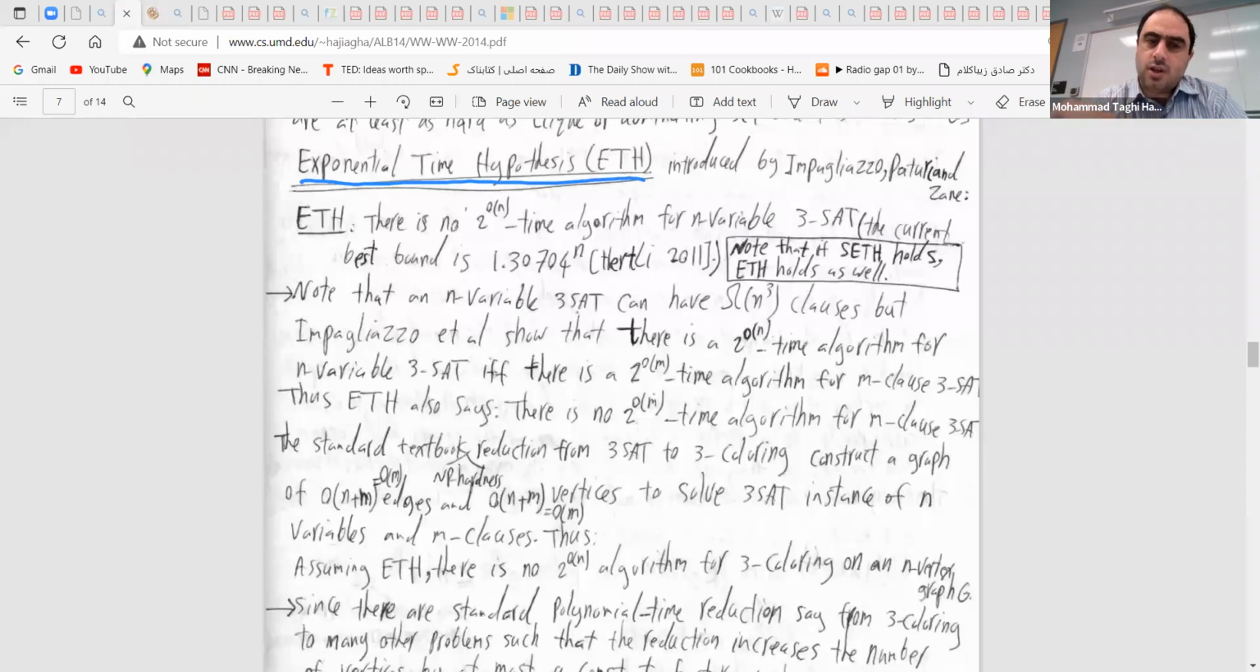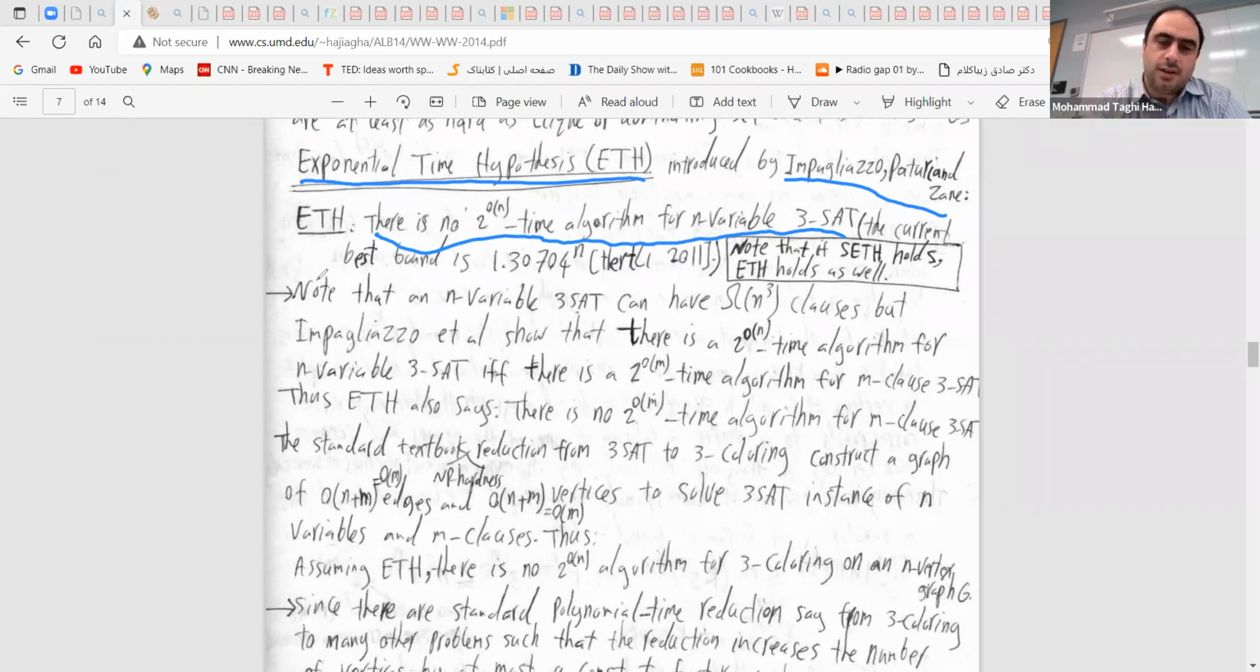This exponential time hypothesis was introduced by Impagliazzo et al. What does it say? We have seen it before. There is no 2 to the little o of n time algorithm for n variable 3-SAT. And there is a stronger version of that, the strong exponential time hypothesis.